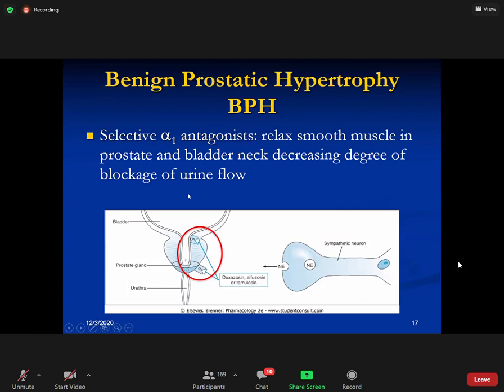Now, benign prostatic hypertrophy, remember I told you they have the alpha receptors at the neck, that's why you have norepinephrine. I gave you tamsulosin. I'm sure it's tamsulosin, okay? It's a selective alpha 1 antagonist that relaxes what? The smooth muscle in the prostate and bladder neck, decreasing the degree of blockage of urine flow. That's why they will give it.